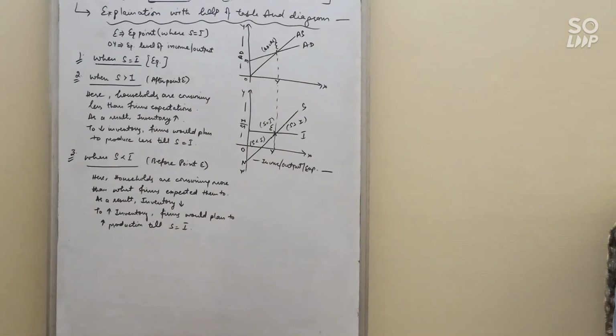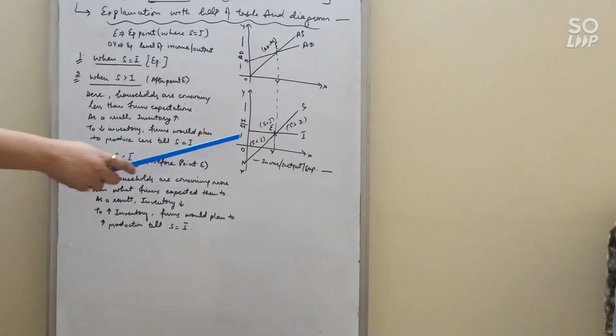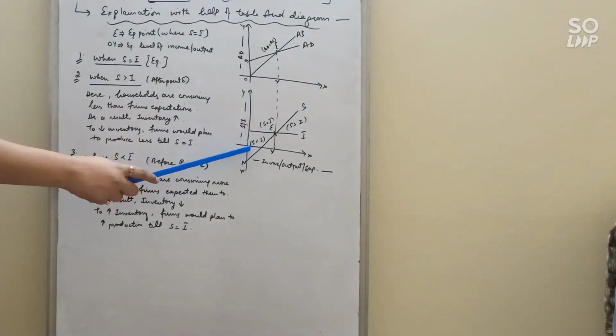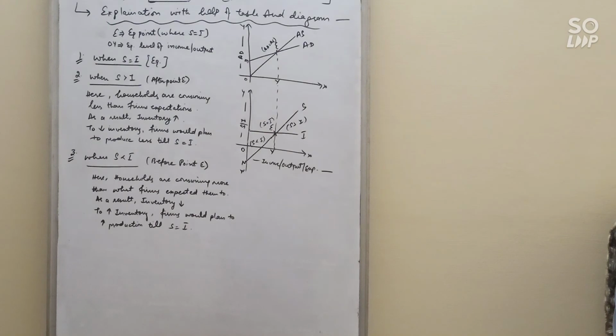Clear? Next is when planned saving is less than investment. It shows the portion before E, where saving is less than investment. It shows that households are consuming more, that's why savings are less than the investment. Firms are producing less quantity, so inventory would fall. To increase the inventory, firms will plan to produce more and more, and they will produce more till saving is equal to investment.